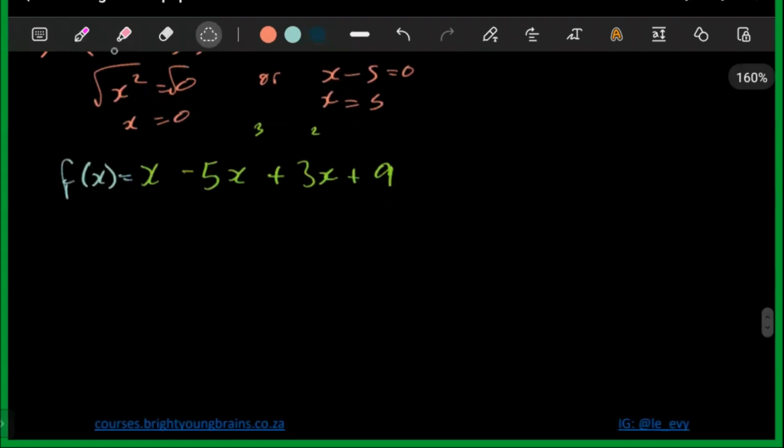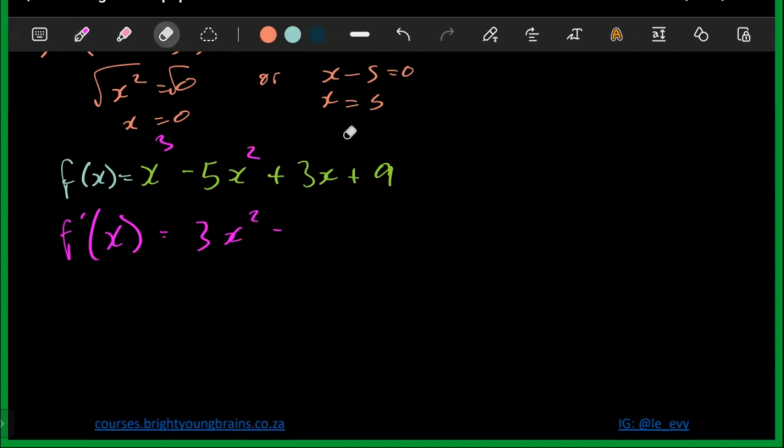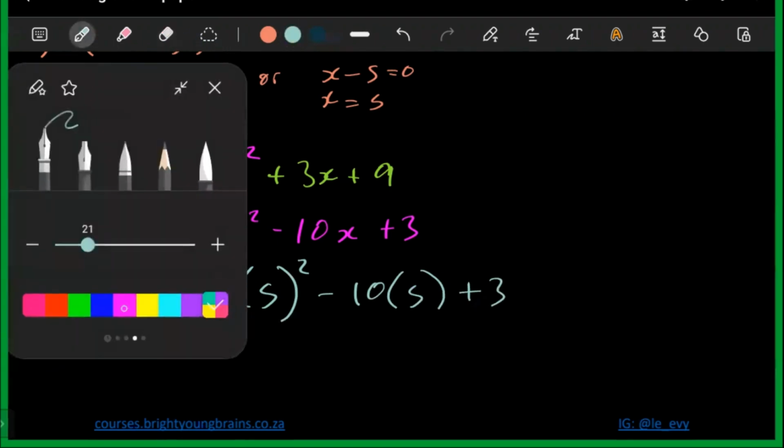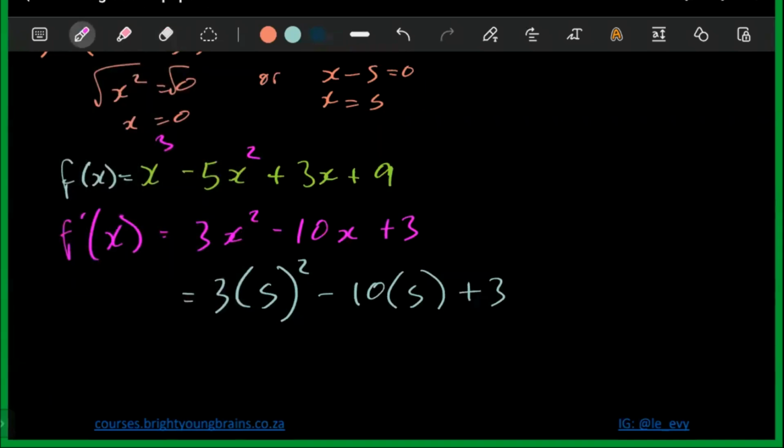So differentiating once here to get our gradient equation, we're going to have 3x squared minus 10x plus 3. You don't make it equal to 0, because you want the gradient where the x value is 5. So where x is, you put a 5, because that's the x value for which you're looking for a gradient. The gradient is not equal to 0. You're looking for the gradient where the x value is 5.